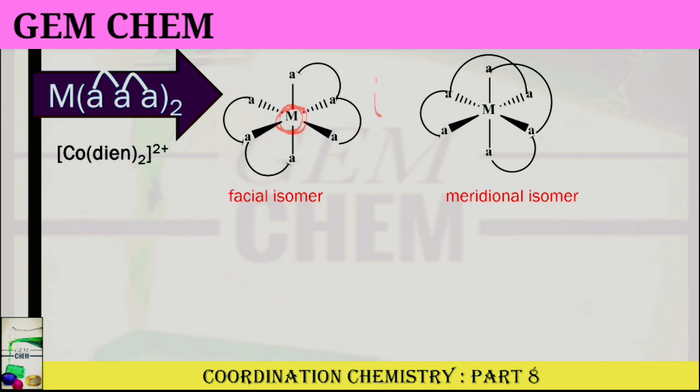For the facial isomer, if you consider this triangle and if you consider this triangle, they are equidistant from the center, and for the other one you are having a sigma plane passing through here. So both of them are not optically active.